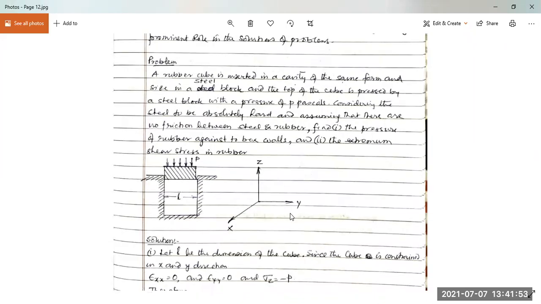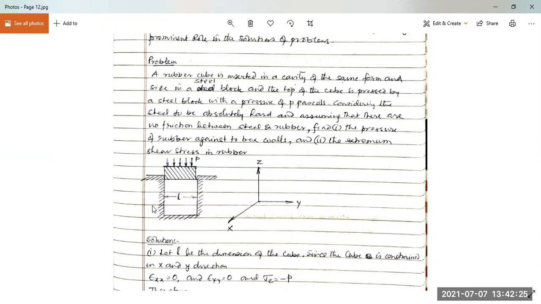Let us have this problem here. A rubber cube is inserted in a cavity of the same form and size in a steel block. The top of the cube is pressed by a steel block with a pressure of P pascals. Considering the steel to be absolutely hard and assuming there is no friction between steel and rubber, find the pressure of the rubber against the box walls and the maximum shear stress in the rubber.